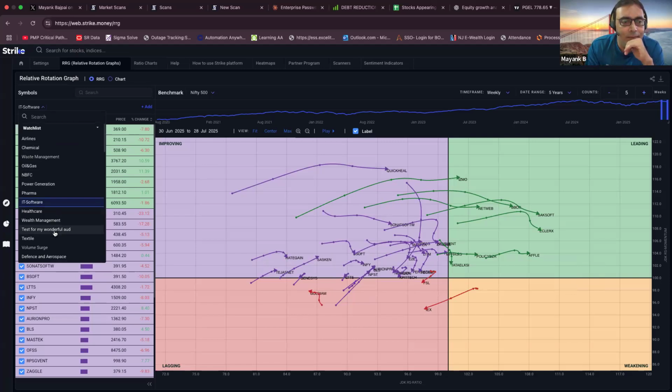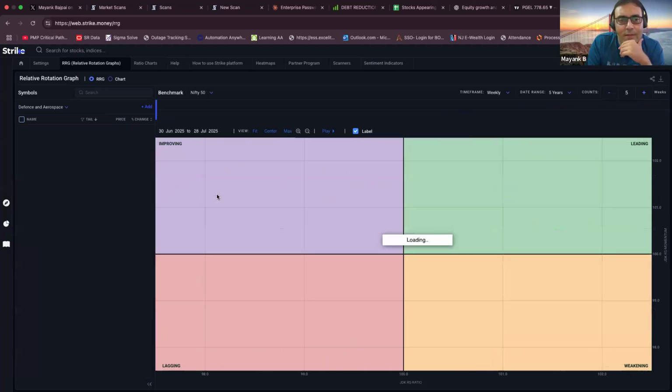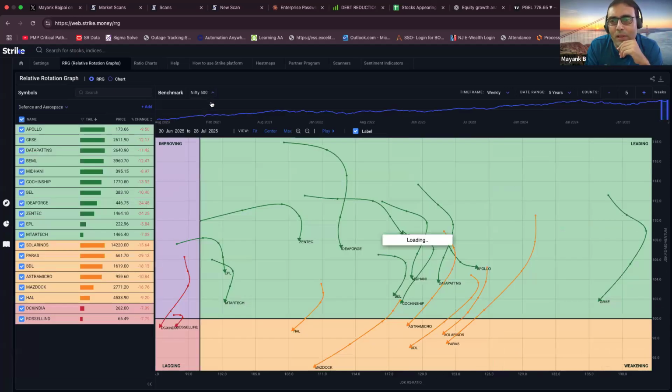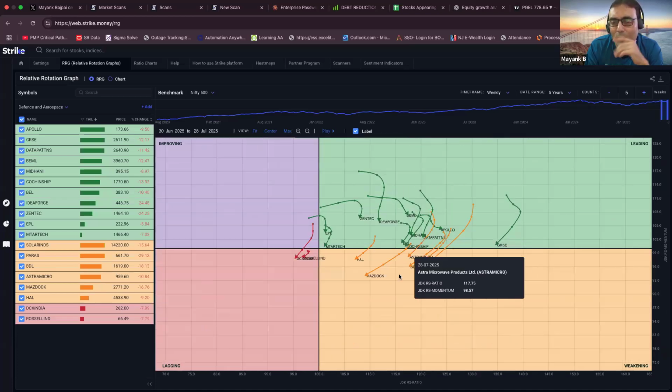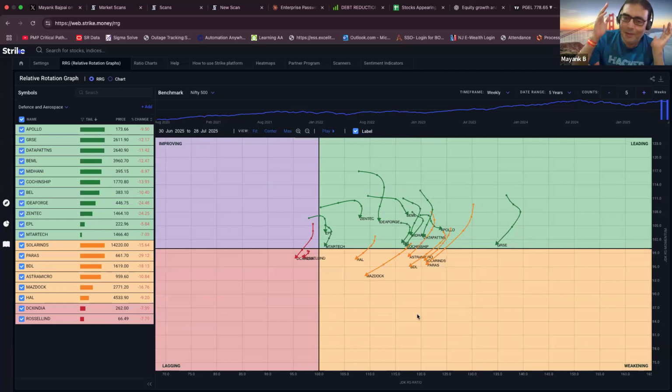Now, let's look at defense and aerospace as well. What's the current status on defense and aerospace? If I zoom out and look at this sector, every stock in leading is coming down to weakening. That means their RS momentum is becoming weak, and they are also losing relative strength. It is still not in lagging, but there is a chance that from weakening it may go into leading as well if they have good RS and RS momentum. So that's how you can do analysis by using the Strike platform.